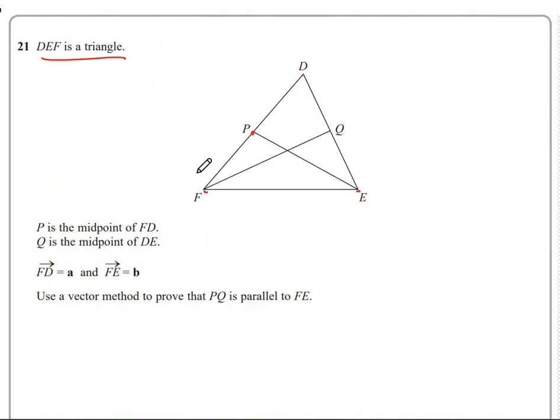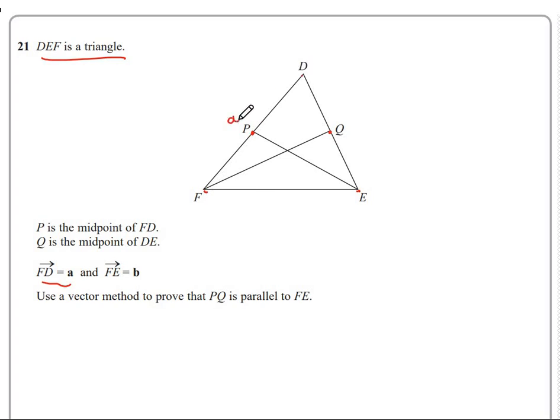P is the midpoint of FD. Q is the midpoint of DE. So where's Q? Q is here, and that's the midpoint of the line DE. FD equals A. So this whole length here is A.